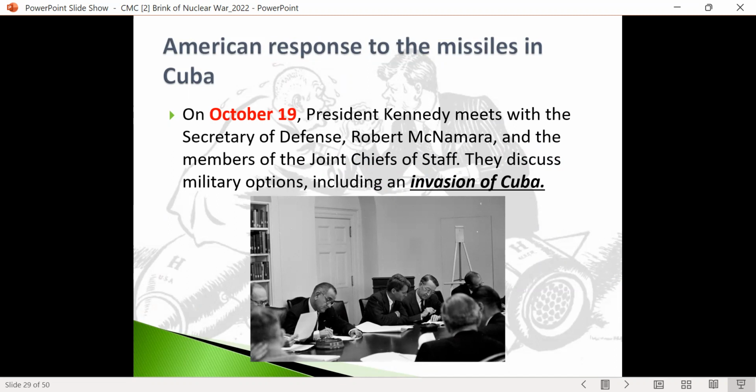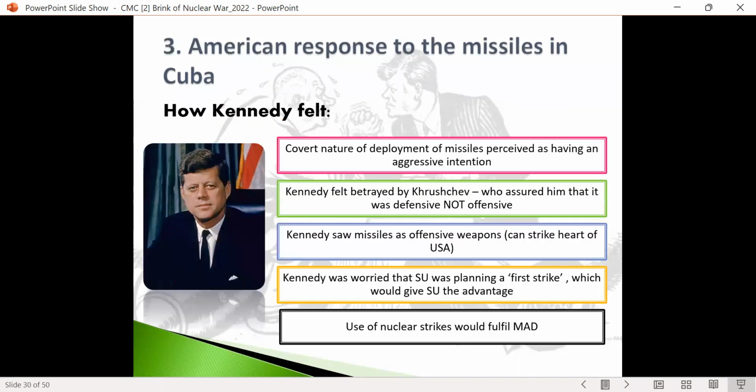Okay, and we discussed the three options, including an invasion of Cuba. So this is one of the options that you're going to decide. How are you going to respond to missiles? Okay, and then move on. I'm going to show you guys the options now. I want you guys to discuss it. All right. Okay, wait, not yet.